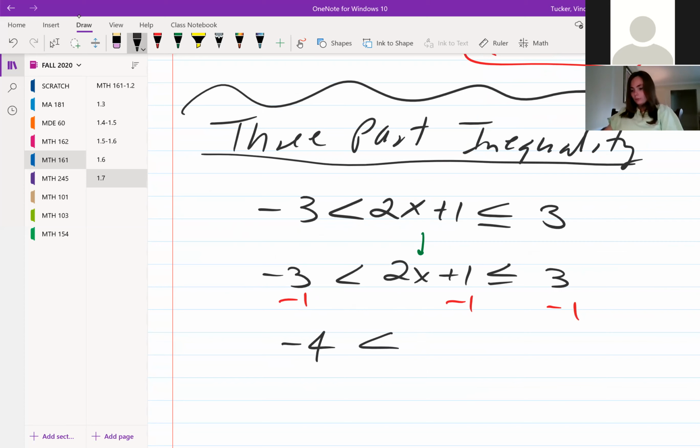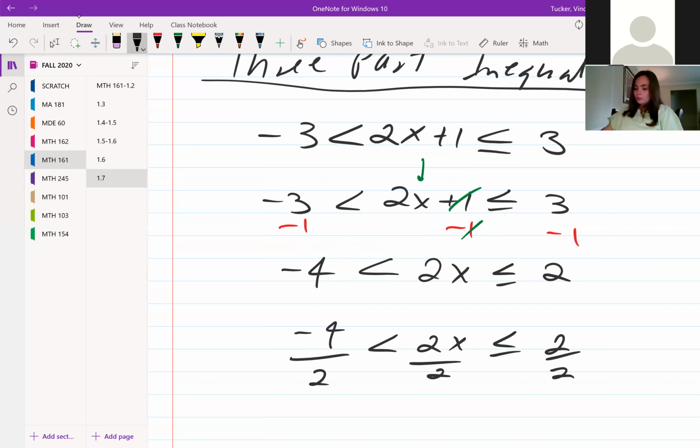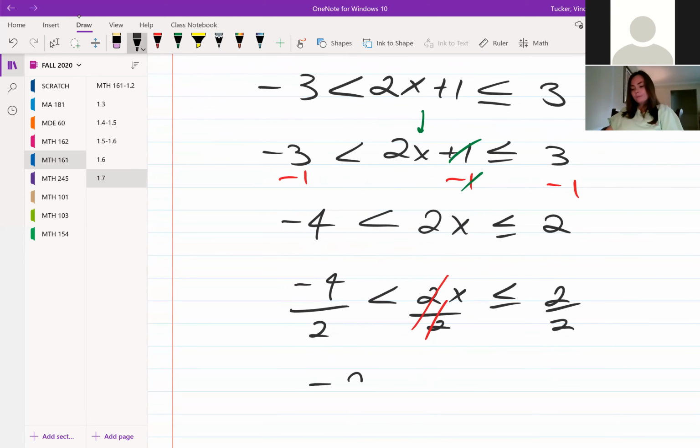So it'll be negative 4. That's going to be 2x in the middle and 2. Now we divide by 2. So that would be negative 2 is less than x, less than or equal to 1.